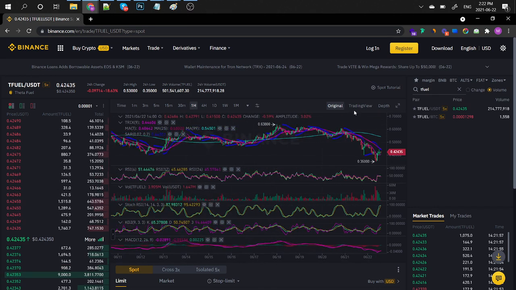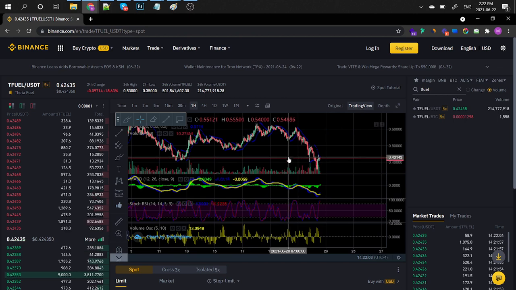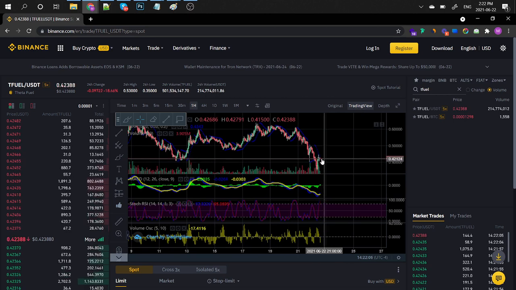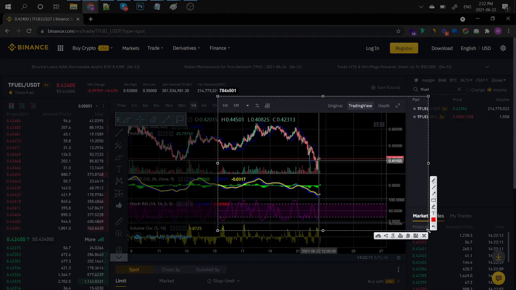Well, let's analyze that just a bit, because currently we have this little pump. A lot of people are gonna be selling their stuff out, just like right here. I'm gonna show you what I mean. You see, right here, it pumped. Let me just zoom. It went like this, and then it's happening right here.